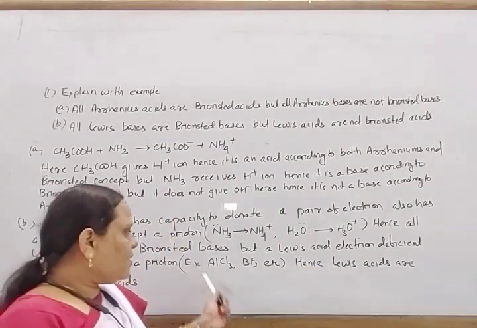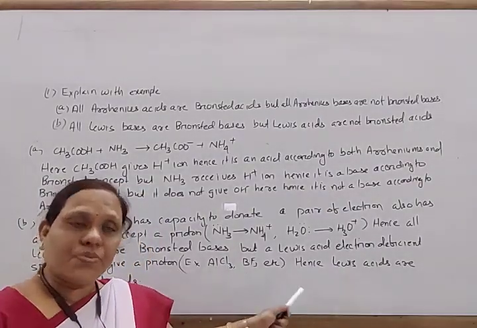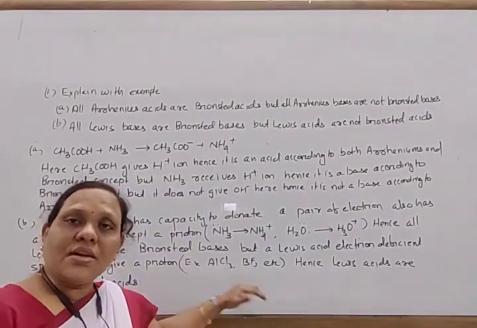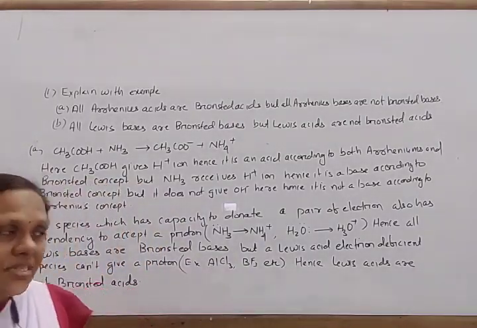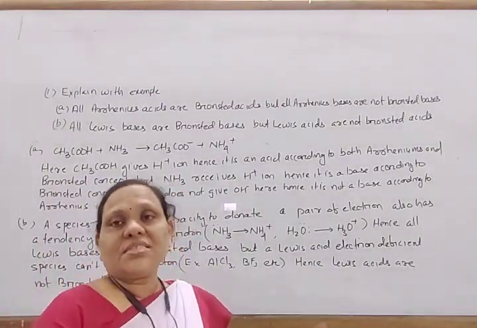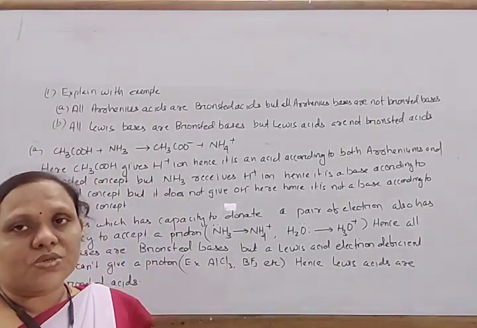For example, in AlCl3 and BF3, there is no hydrogen atom. In this way, it cannot give a proton, and this is not a Bronsted acid. This is a Lewis acid. So all Lewis acids are not Bronsted acids, and all Bronsted acids are also not Lewis acids, but all Lewis bases are Bronsted bases.